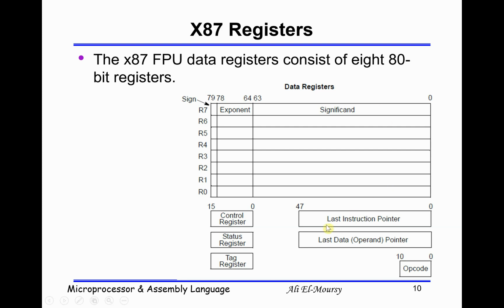We have the last instruction pointer and the last data pointer. Those pointers can address memory up to 64 bits, and you can imagine how much memory area this could access. This is the opcode register, it's 11 bits, and we have 16 bits for the control register, the status register, and the tag register, and those are the registers that we will discuss extensively.